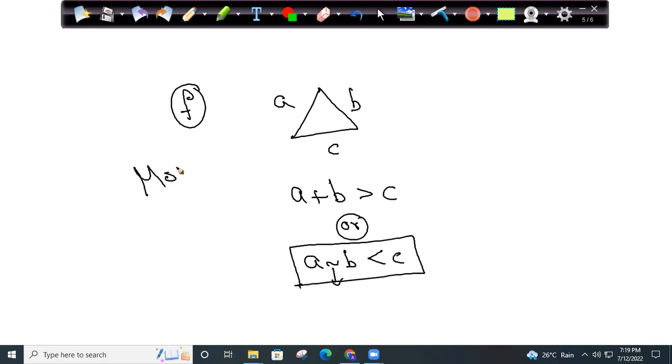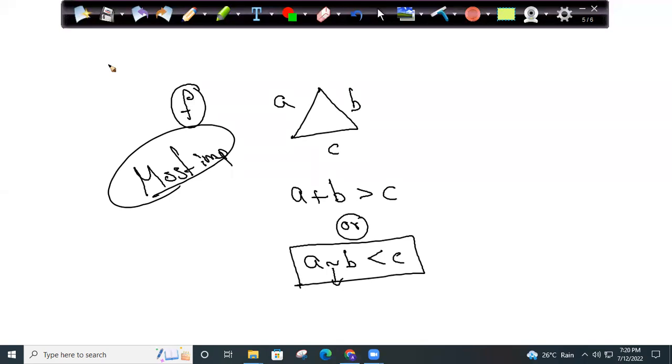Most important property. You can easily make a mistake in this sort of question. The sum of any two sides of a triangle is always greater than the third side, or the difference between any two sides of a triangle is always less than the third side. Sum of any two sides is greater than the third side, difference is always less than the third side. So these are the simple properties that you require to know.